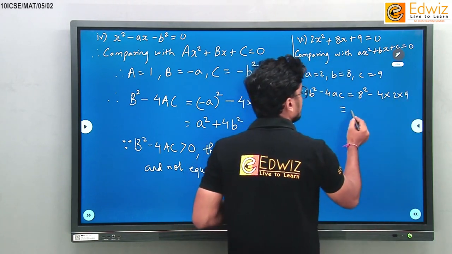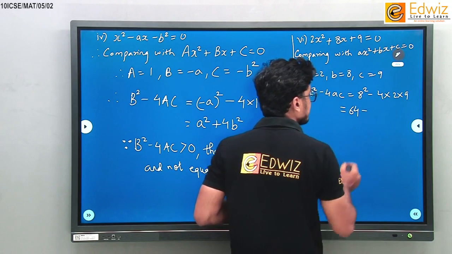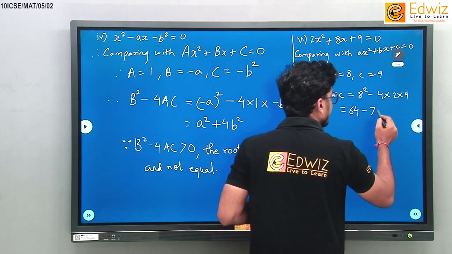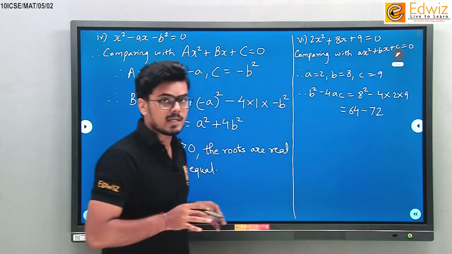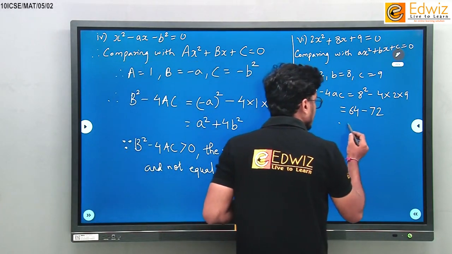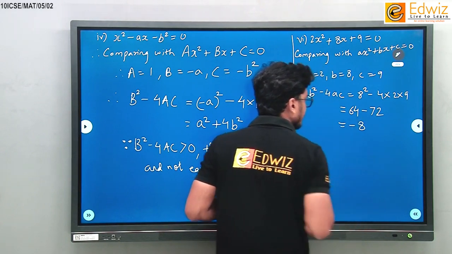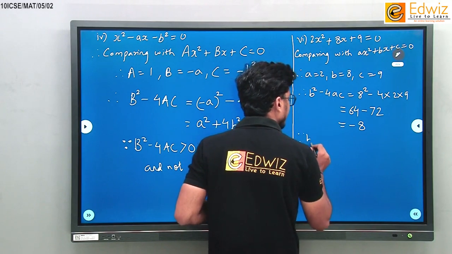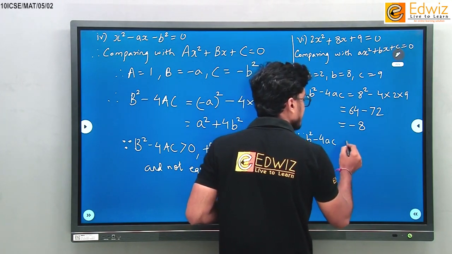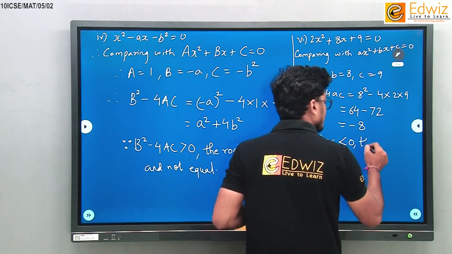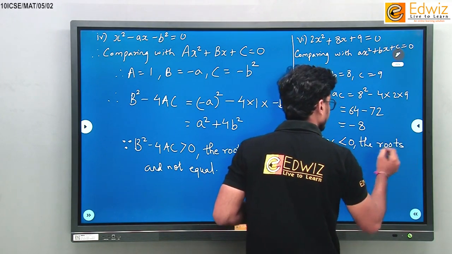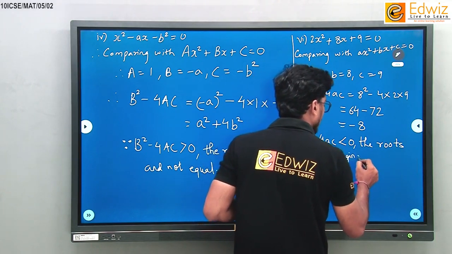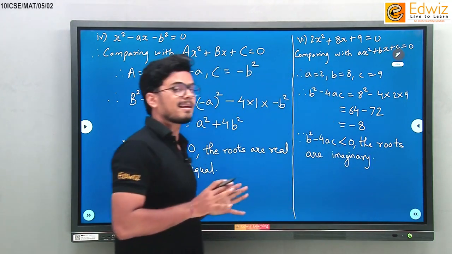Correct? So this will be 64 minus 4 nines are 36, 36 into 2 will be 72. Now here you can see the value is negative. So this will be equal to minus 8 clearly. So therefore, for the first time we are getting b square minus 4ac less than 0. Therefore the roots will be imaginary or not real. Okay, the roots are imaginary.